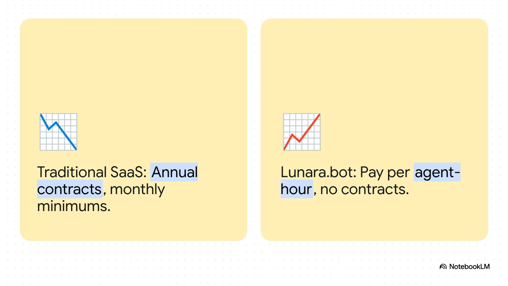And the way they do billing completely reinforces this whole efficiency model. Unlike traditional SaaS subscriptions where you're locked into these heavy annual contracts, monthly minimums, and paying for software while you literally sleep, Lunara bills purely by the agent hour. 1 second of work equals 1 second of billing. There are no contracts, and your hours roll over for 90 days. You are only paying for the exact moments the AI is actively hunting or talking for you. It's a real game changer.